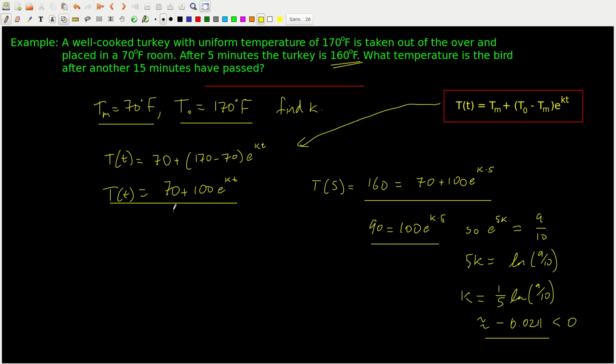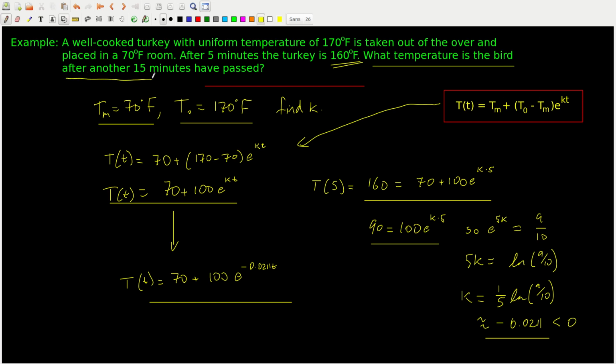So now we can go back to our initial formula and plug in that value, and that gives us a function that lets us work out the temperature at future times. For example, we want to know the temperature of the turkey after another 15 minutes have passed. So that's another 15 minutes, so what we're asking for here is T of 20 minutes. The only time we've used in here has been 5 minutes, and so the units we're dealing with are minutes. So we're just going to plug 20 minutes in here. And that all comes out to be about 135.61 degrees Fahrenheit.